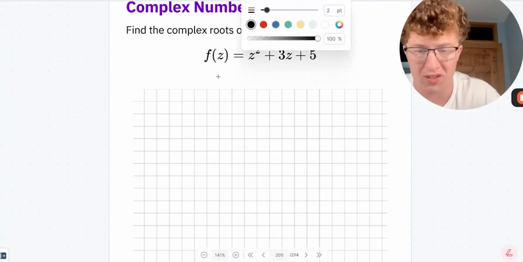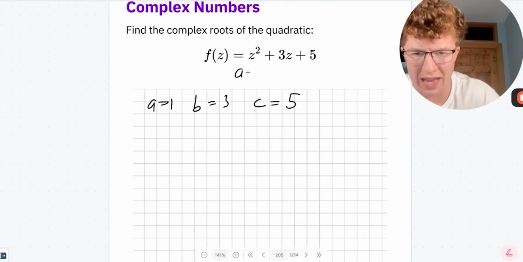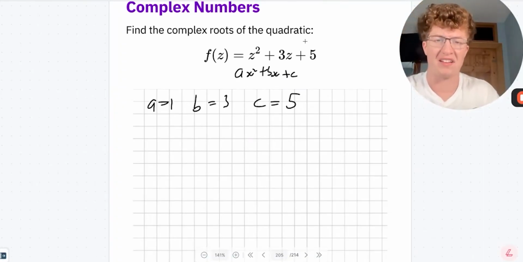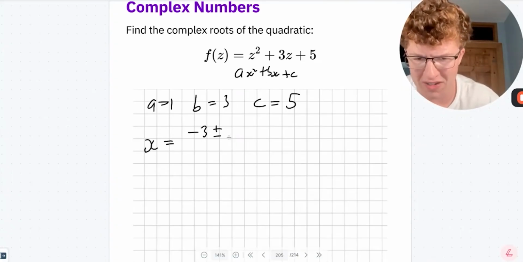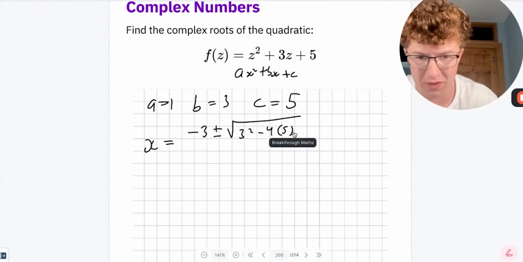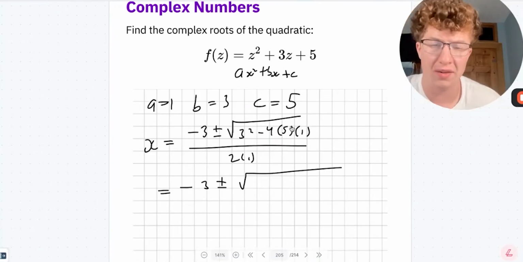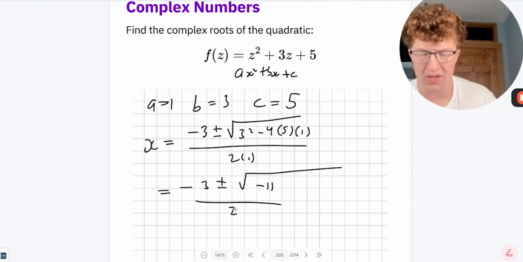So, same as usual. Just a is equal to 1, b is equal to 3, and c is equal to 5. So, remember, we have like ax squared plus bx plus c. But the x's are just z's here. So, minus b formula, x is equal to minus 3 plus or minus the square root of 3 squared minus 4 times 5 times 1, all divided by 2 times 1. So that's going to be minus 3 plus or minus the square root of 9 minus 20. That's going to be minus 11, all divided by 2.